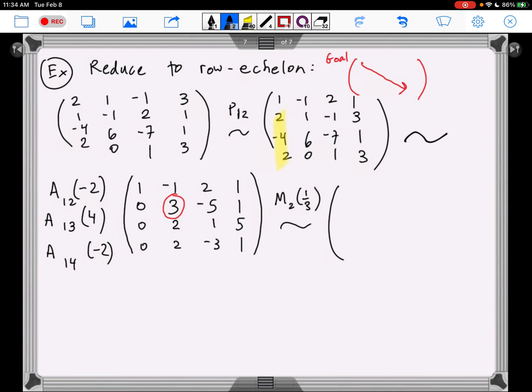So we're multiplying row 2 by 1/3. All the rest are going to stay the same: 1, negative 1, 2, 1. Remember we're multiplying this row by 1/3, so we get 0, 1, negative 5/3, and 1/3. And then the rest stay the same, so 0, 2, 1, 5, and 0, 2, negative 3, 1.